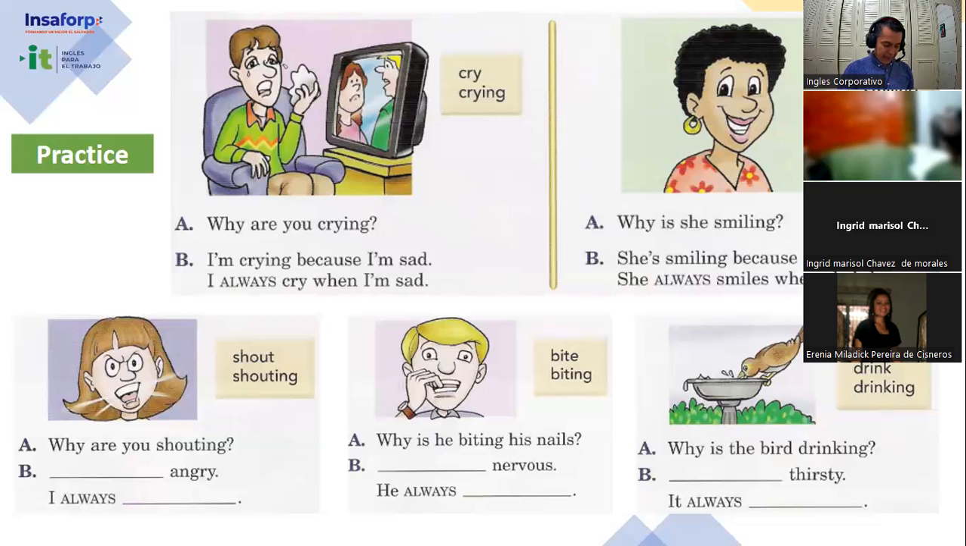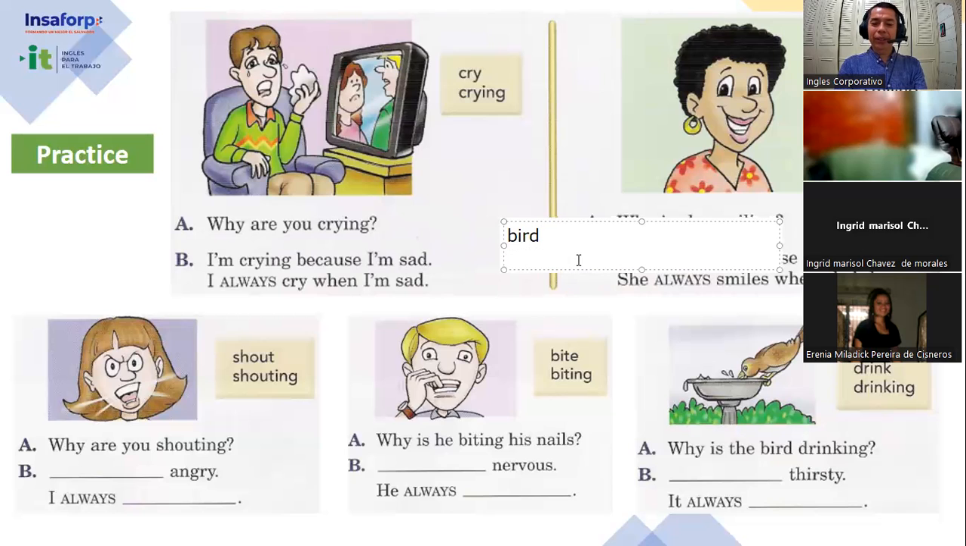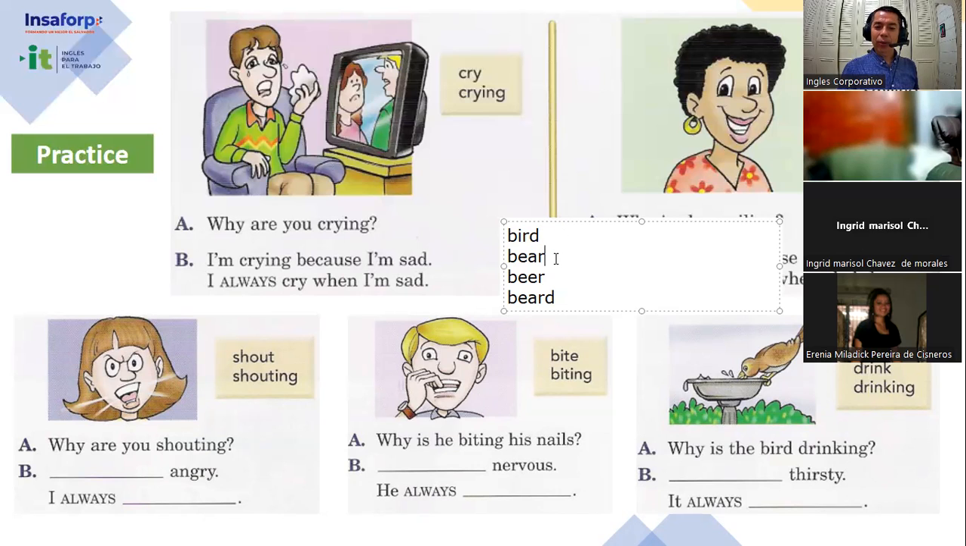Now, ready? Ingrid? Ready, Erenia? Yes. Erenia, you make the question. Why is the bird drinking? Wait, sorry, excuse me. This is very confusing. Let's see. Bird. Bear. Beer. Beard, right? So this is bird, bear, beer, and beard. You see? So we cannot say the bear, because it is not a bear, right? And the beard is not drinking, no.